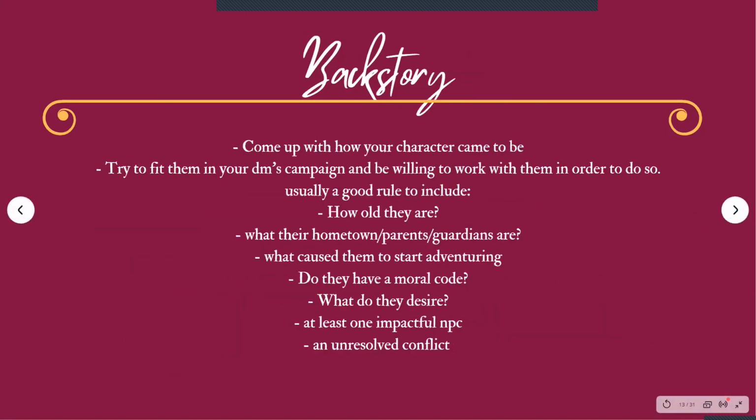Okay, so backstory. You're definitely going to want to write some sort of character backstory because that is really useful for DMs to have, so they can work your character into the story potentially, and also so that you can work with other players to think of how your characters might know each other or how they might have met.